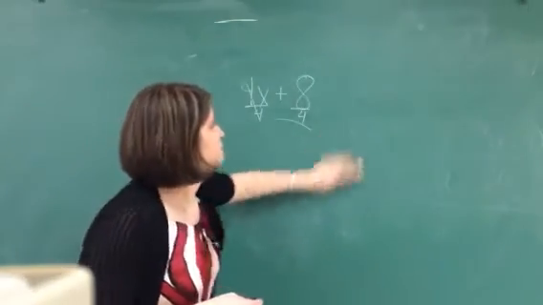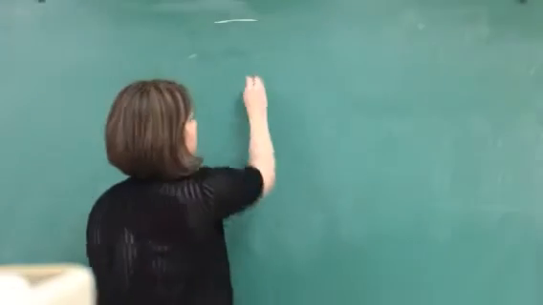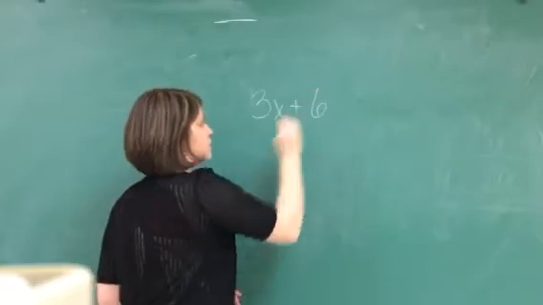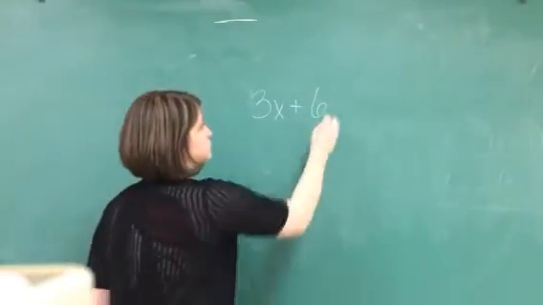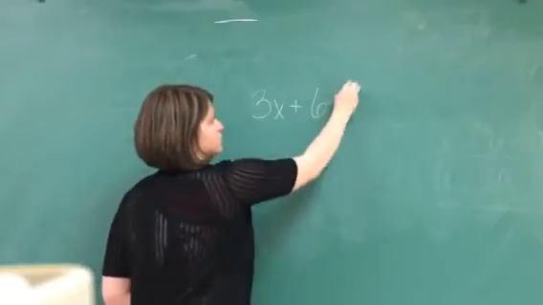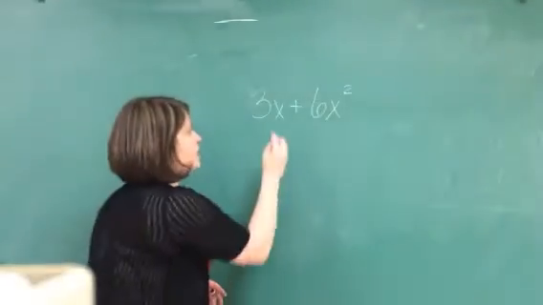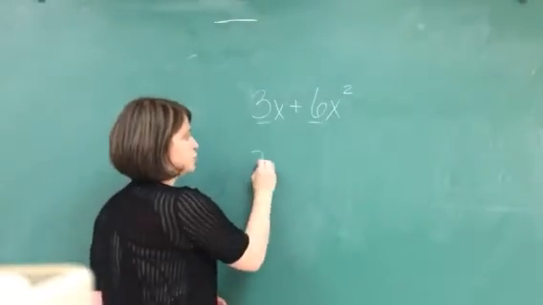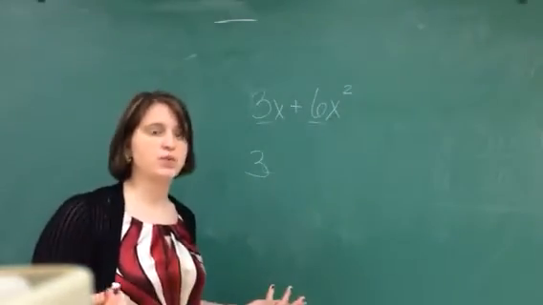Another way to think about it is, and I'll just make something up here. All right, I'm gonna look at the numbers. They have a 3 in common. That's their greatest common factor. 3 and 6 is 3.